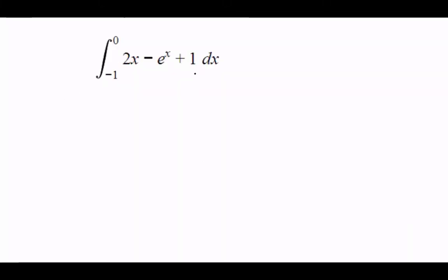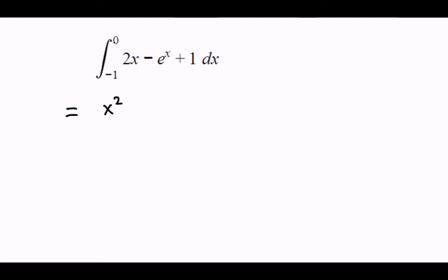To evaluate this definite integral, we use the fundamental theorem of calculus. We find the antiderivative of these three terms, ignoring the limits, then evaluate that antiderivative at the upper limit minus lower limit. So let's do it. What is the antiderivative of 2x? You can go for the power rule, but give me a function whose derivative is 2x. That's easy. x squared, the derivative of x squared is 2x.